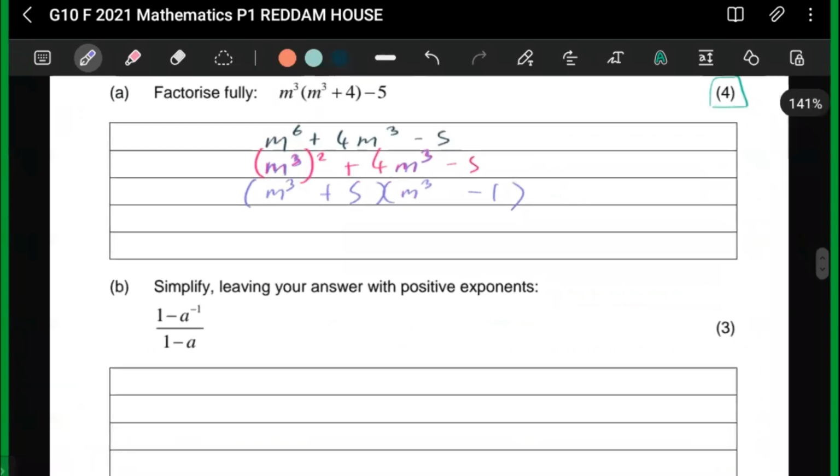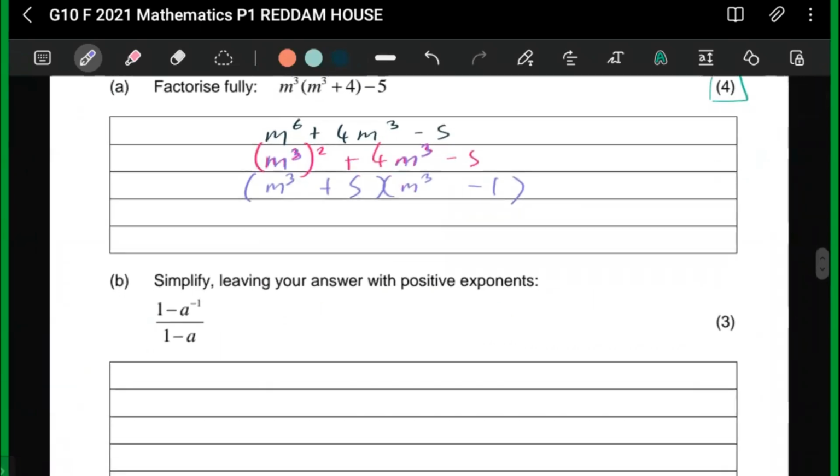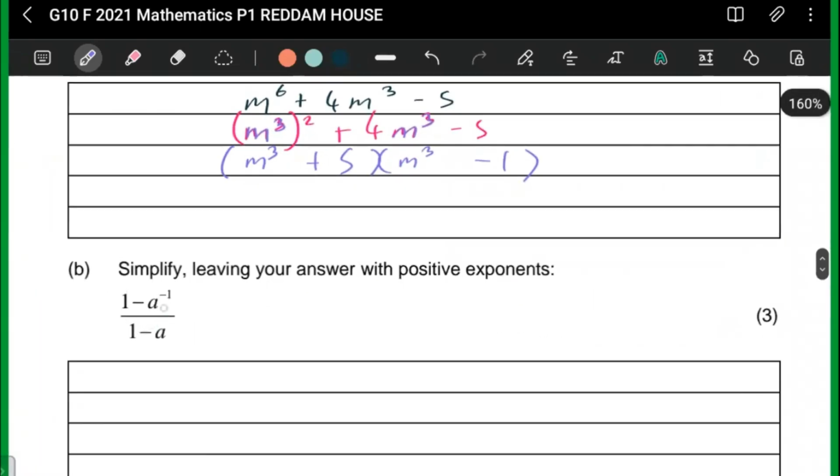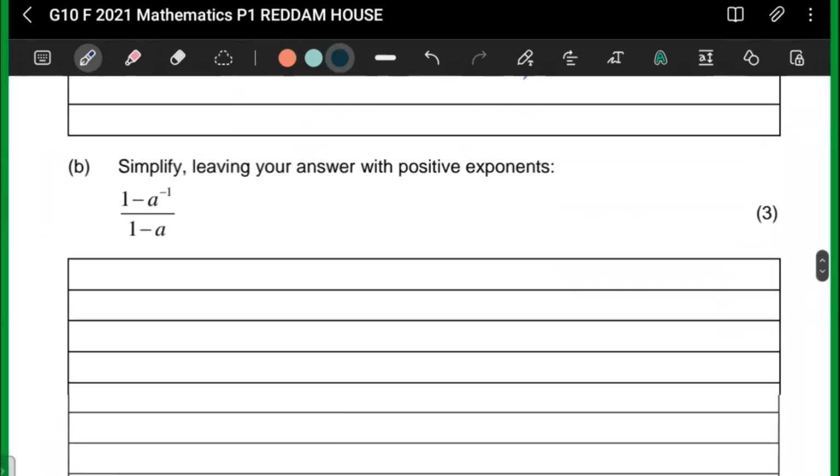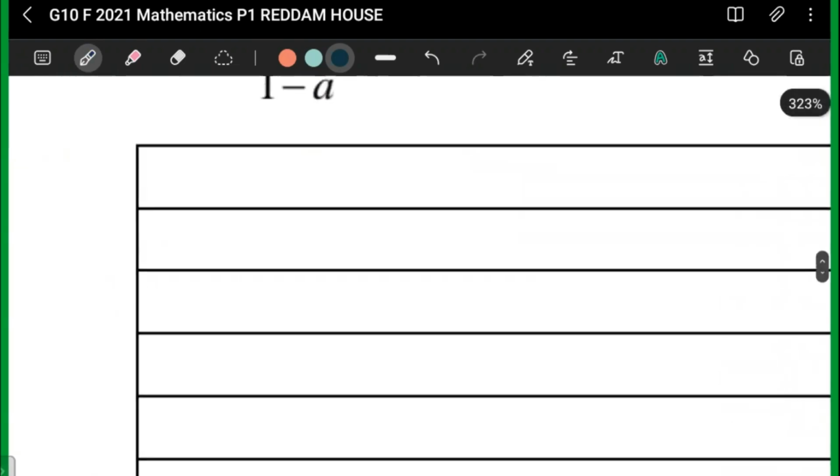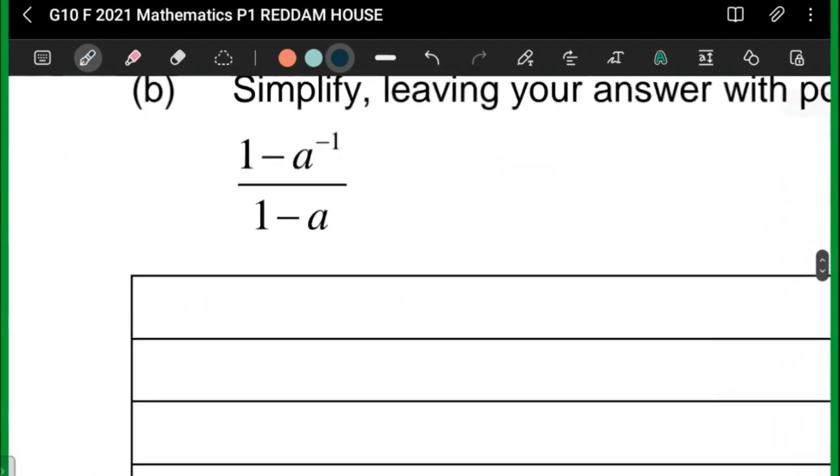Moving on, it says, simplify leaving your answer with positive exponents. So if you're going to leave with positive exponents, you have to be careful. The top part, you can actually just try and see that for what it is. The top part, remember, this here can be written as a fraction. So at the top, you can have 1 over 1 minus 1 over a. Then down here, you just have your 1 minus a.